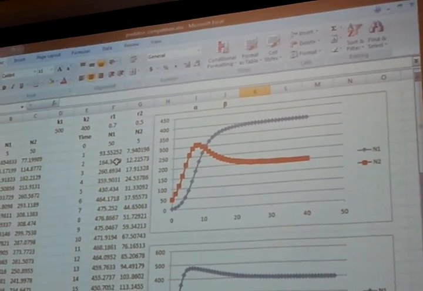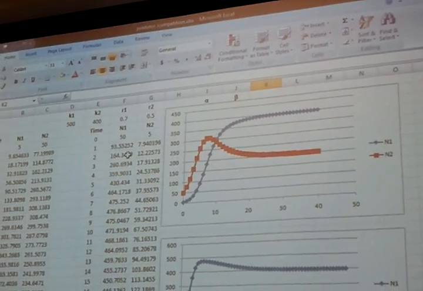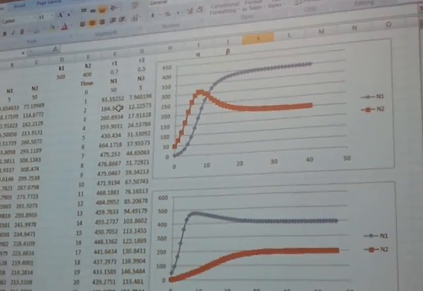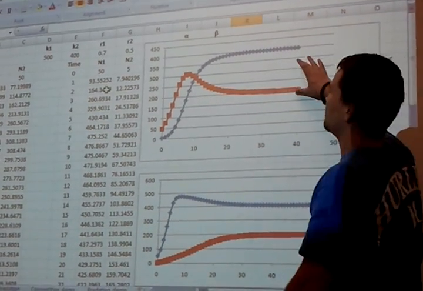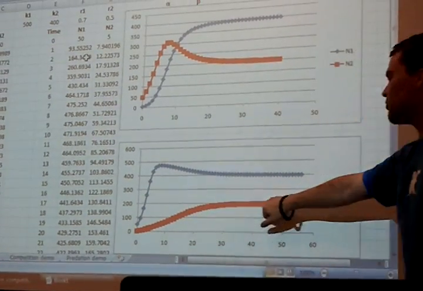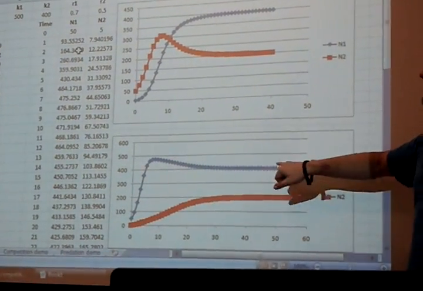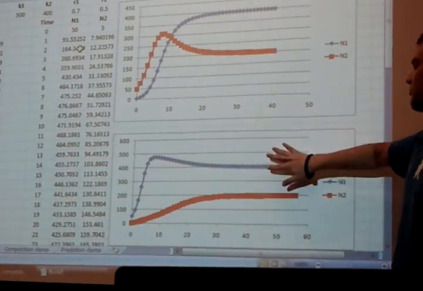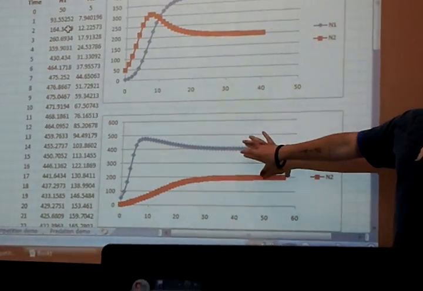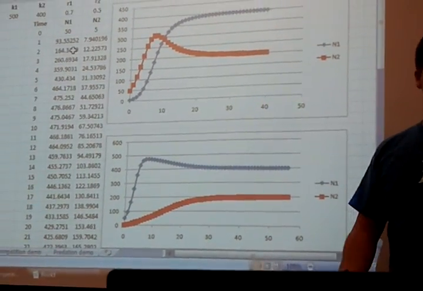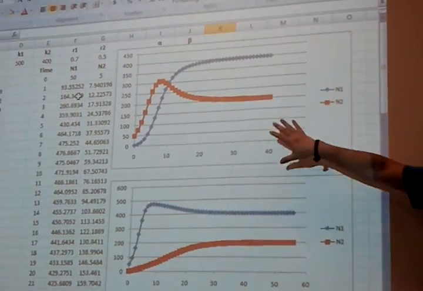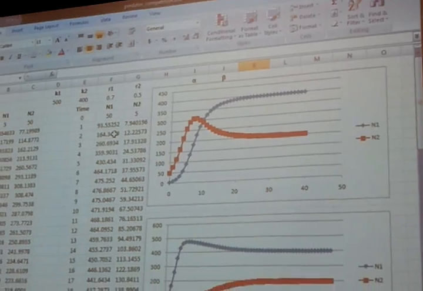So right now, this is coexistence. Because they have different carrying capacities, they're not going to settle at the same equilibrium value. But because they both equilibrate at a non-zero value, this is coexistence, okay? It doesn't matter that one population is higher than the other. As long as they're both persisting at a non-zero value, that's coexistence. So this is going to be one of your 4 options. This is what you want it to look like when you're showing coexistence.